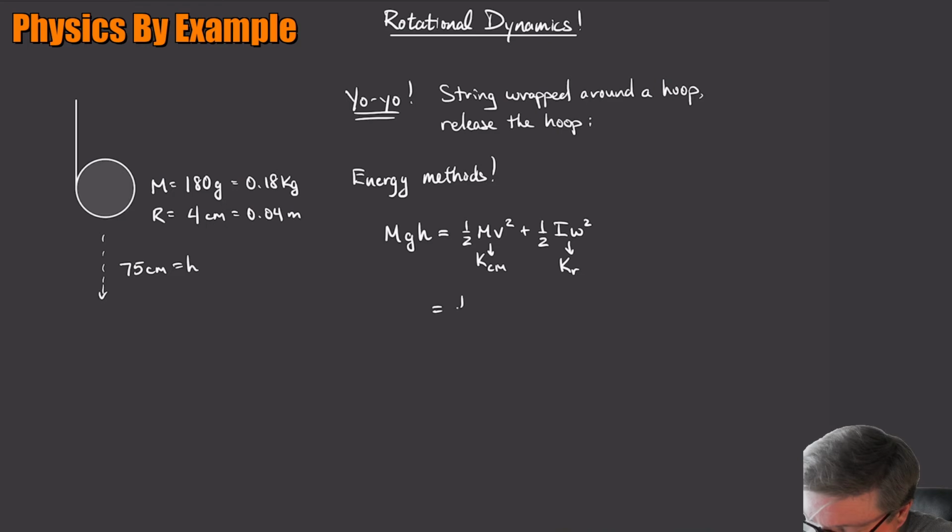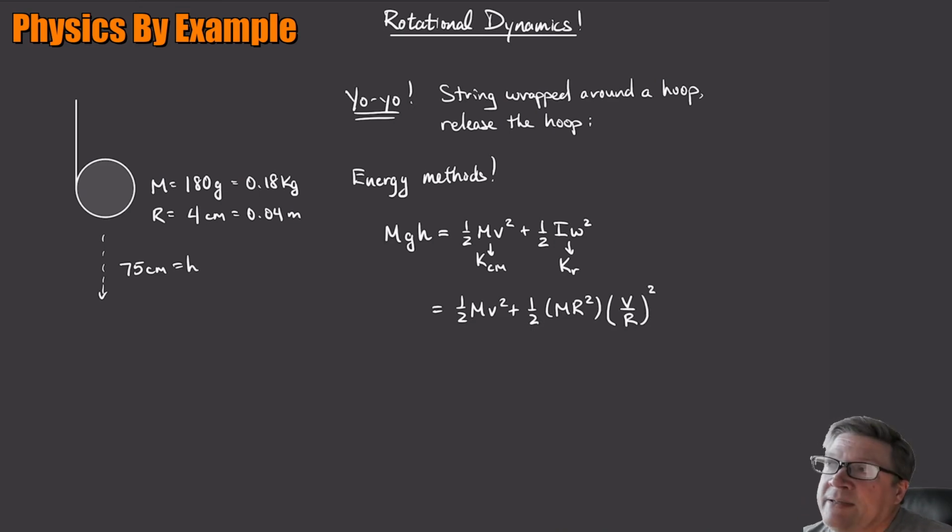So I got 1/2 mv squared plus 1/2 I omega squared. What's I for a hoop? That's just going to be mr squared for a hoop. And if it unwinds without slipping, omega squared is just going to be v over r squared. So look what happens. This gets really easy. The r's go away. That's neat. So I have 1/2 mv squared plus 1/2 mv squared. Those terms just add together, so I just get mv squared.